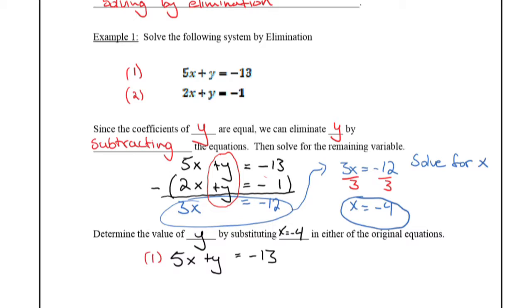Now, by subtracting the two equations, I found that the x value where the lines intersect is -4, and I can put that in here. So all I'm going to do is substitute that in. So I'm going to go 5 times -4 plus y is -13.